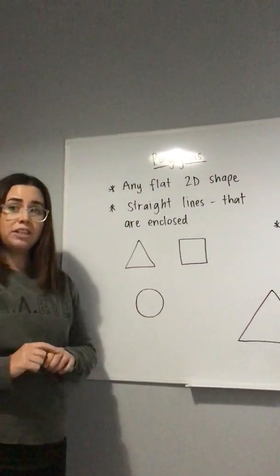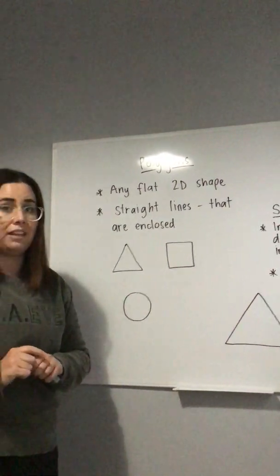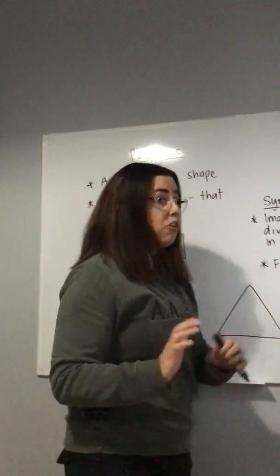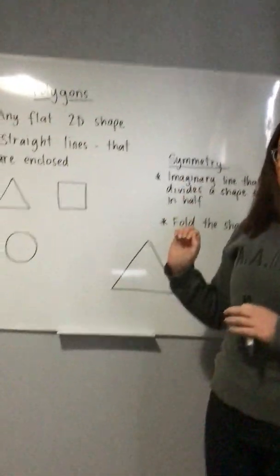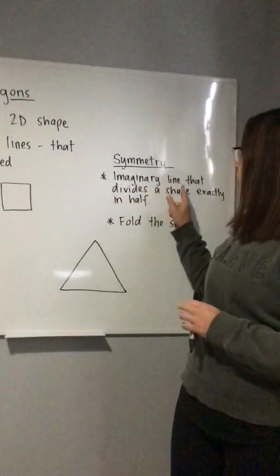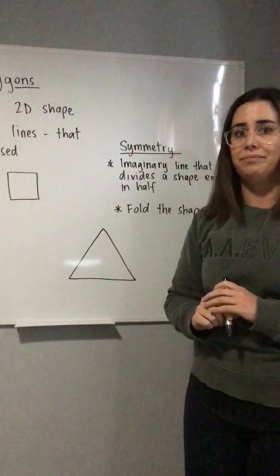Okay, we're also going to talk about symmetry today. Now you might have already talked about this in other years, so you might already know some of this information. But a line of symmetry is an imaginary line that divides a shape exactly in half.